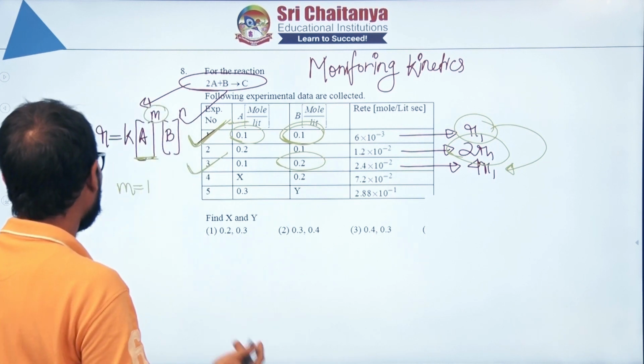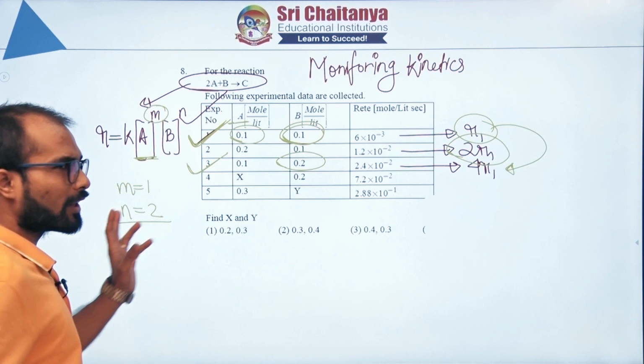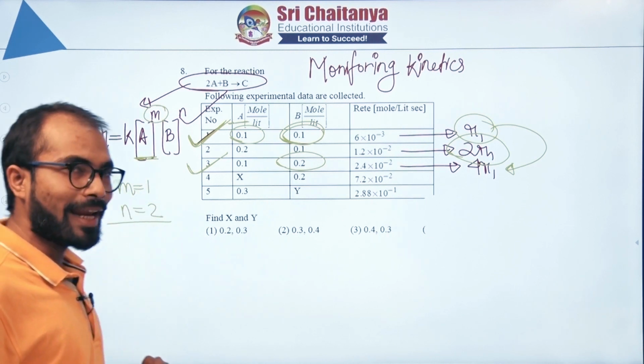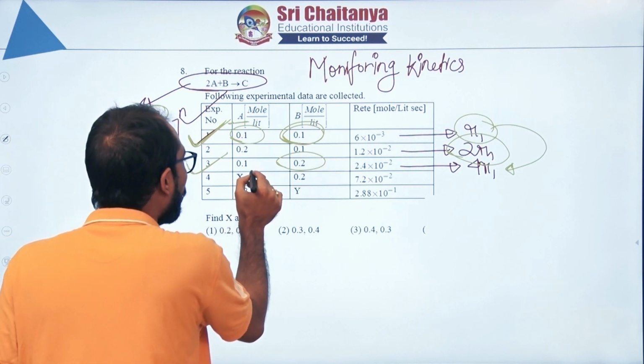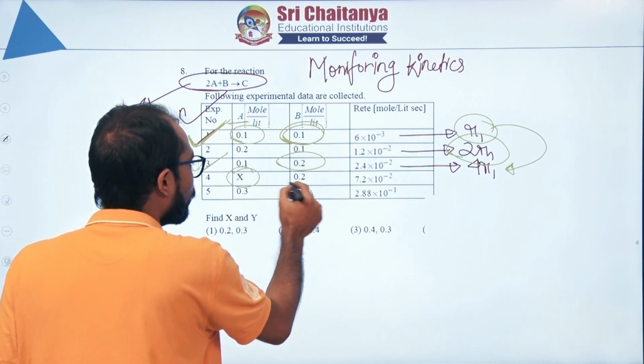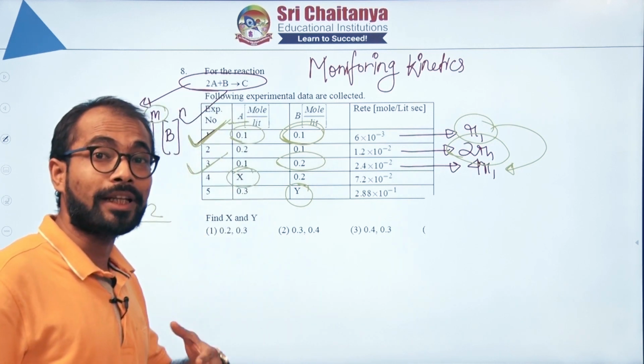Now, when can that happen? When N is equal to 2, right. So, we have got the values of order, M is equal to 1 and N is equal to 2. Now, they are asking a few more things, what is this X and what is this Y. So, I will classify it to be moderate to difficult, because you have to go that extra step.